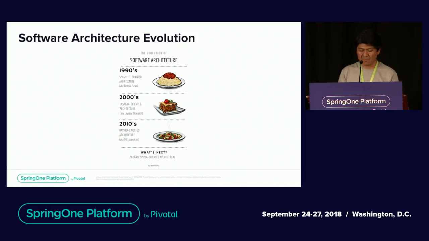And then we built lasagna-oriented architecture, in which we started building modules. We started reusing code, but in the right way, thanks to the modularization. Then the ravioli-oriented architecture, right? Which is also known as microservices, and it's where we are right now. Basically, we are trying to build loosely coupled applications, but in the right way.